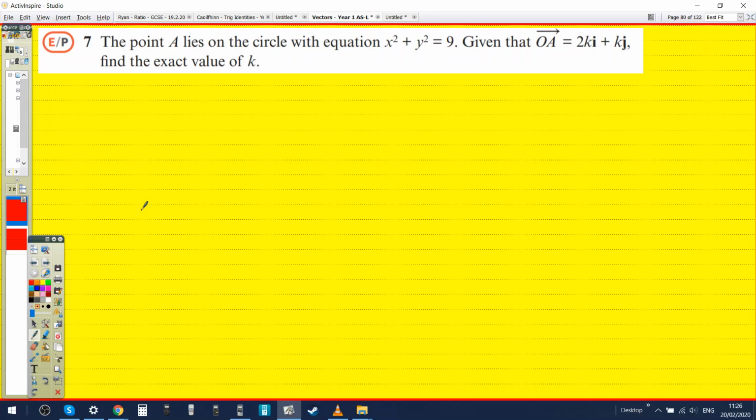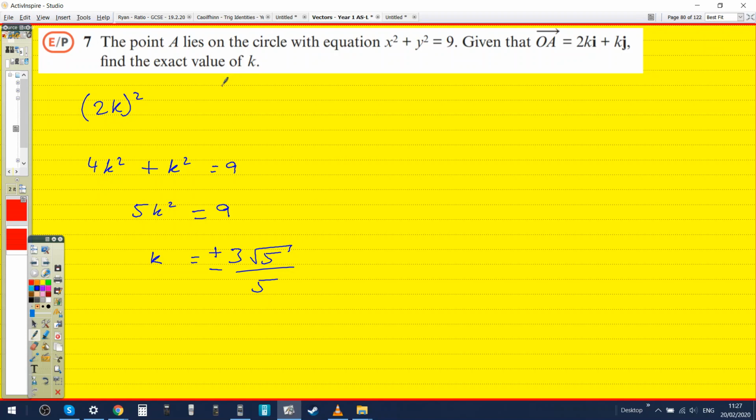Okay. So the point A lies on the circle equation. Could you sub in 2k into x and then sub in k into y? Yeah. And then you'll get 4k squared plus k squared equals 9, which will be 5k squared minus 9 equals 0. And then can I just put that into my calculator? Yep. And then will the answer just be k equals 3 root 5 over 5, or minus 3 root 5 over 5?